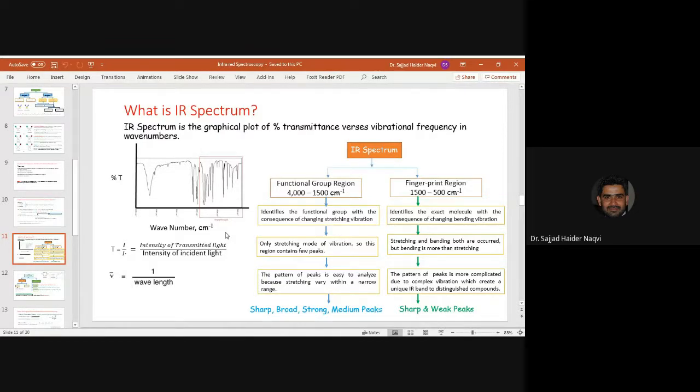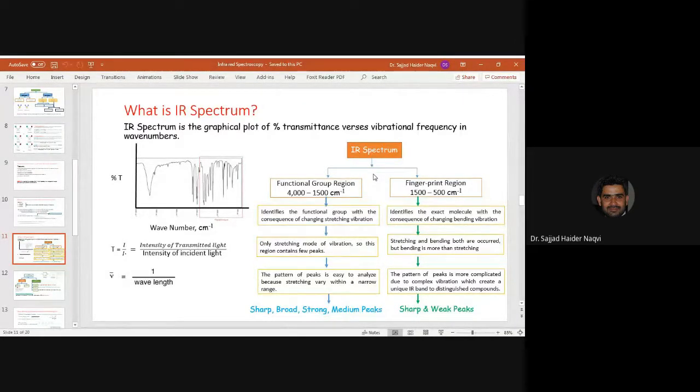We know the machine is going to prepare the IR spectrum for us, but you should be aware of the fact that an IR spectrum is actually a graphical illustration, which is a relationship between the percent transmittance and the wave number. Now, the IR spectrum is divided into two types based on the type of the molecule we are interested in, what sort of information we want about that molecule, and what sort of infrared radiations we are using.